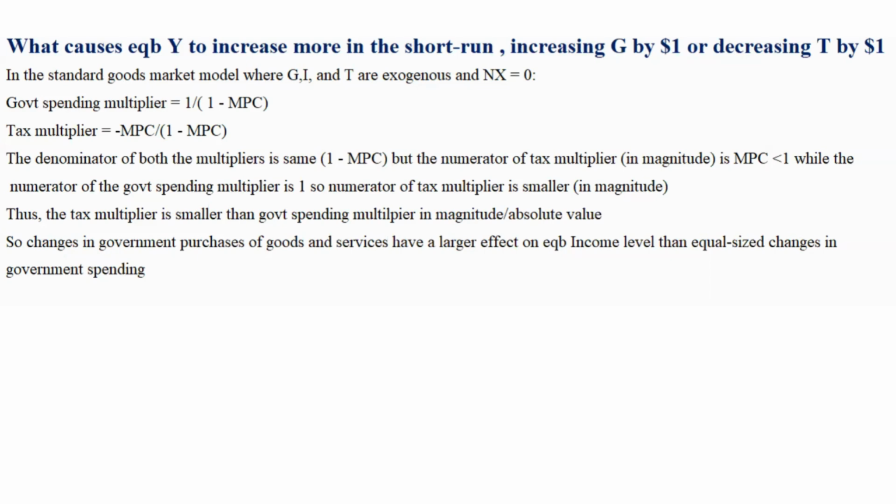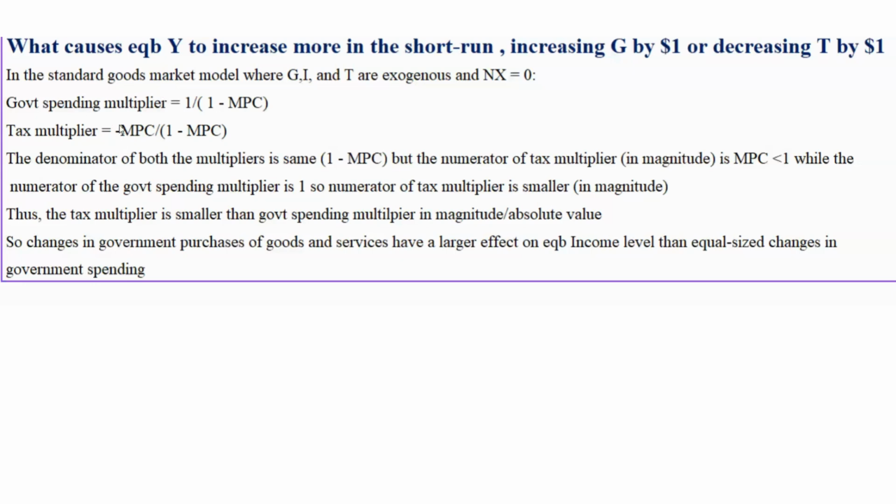Here, by standard goods market model, we mean where government spending, investment, and taxes are exogenous, and we have a closed economy. And consumption is a linear function of disposable income. Under these assumptions, we know the formulas are as follows. The government spending multiplier is 1 by 1 minus MPC. The tax multiplier is minus MPC by 1 minus MPC.